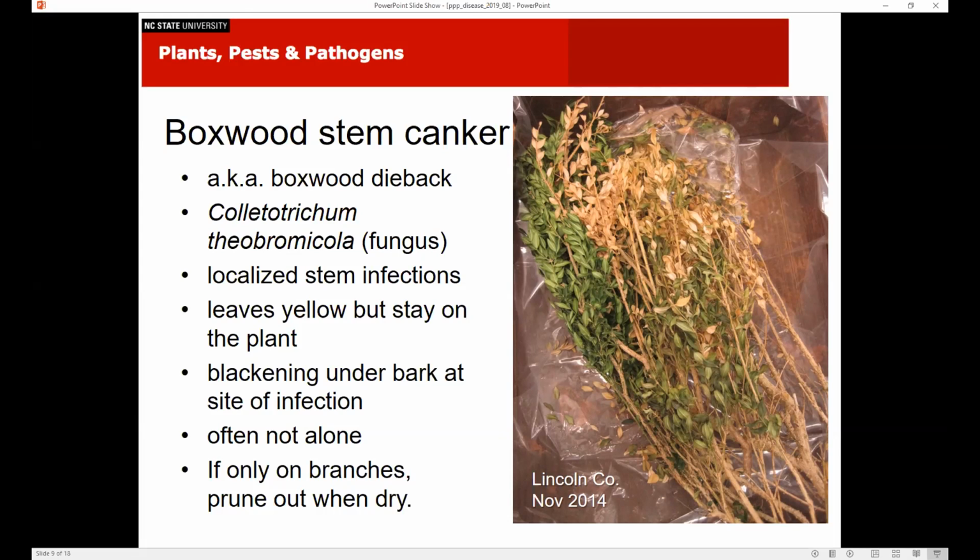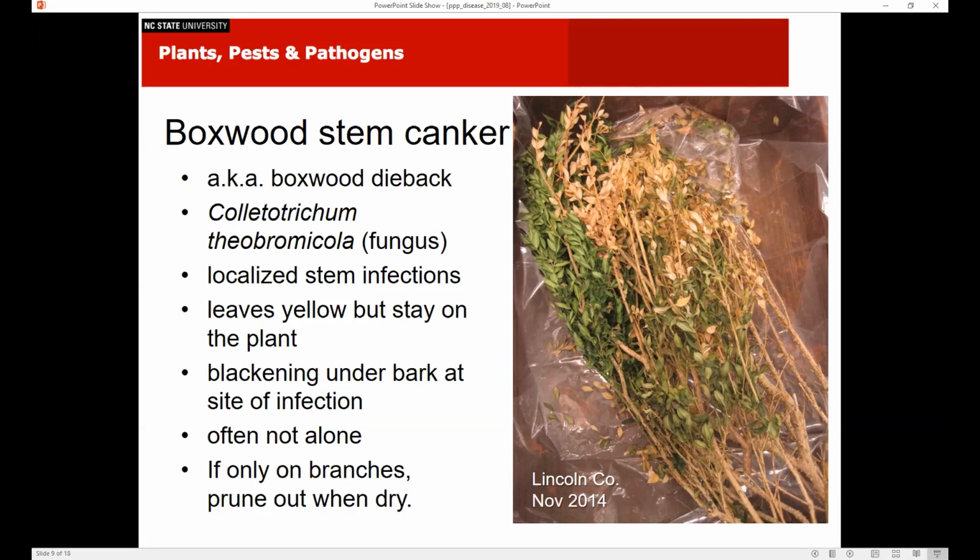Also with Phytophthora root rot, you tend to see more of a wilting aspect to the foliage rather than just yellowing. The problem is that this disease doesn't always, in fact, most of the time in my experience, occur with some other kind of problem. This particular picture is the first time that we saw it at the clinic, from a landscape in Lincoln County in November of 2014. And that plant also had Phytophthora root rot and also had nematodes.